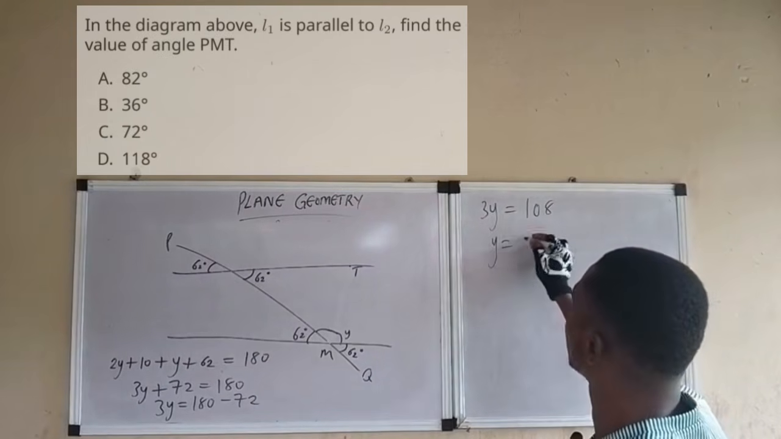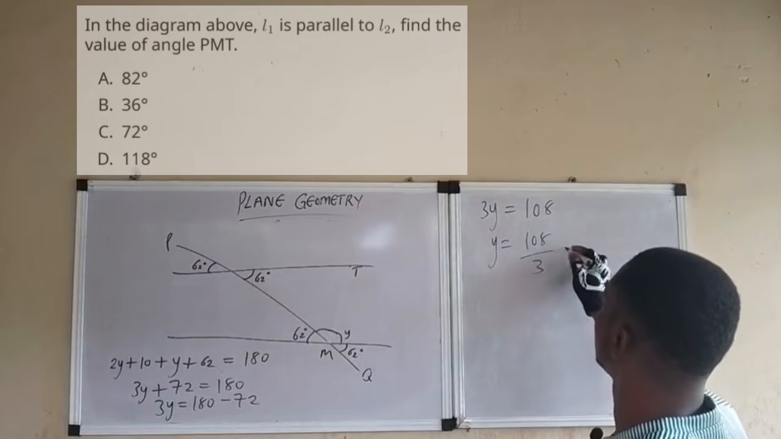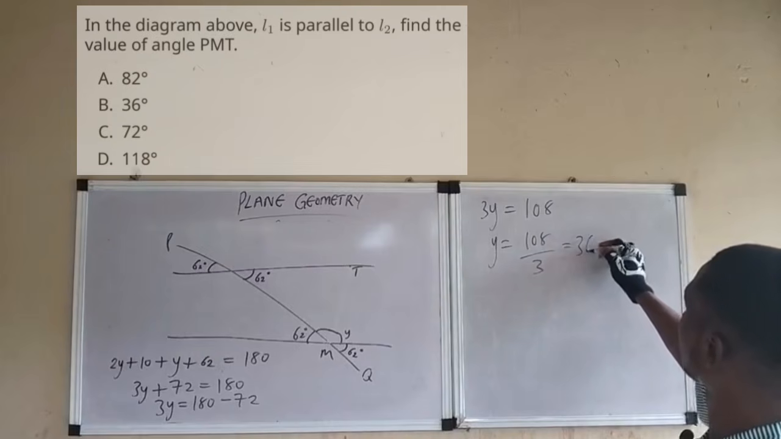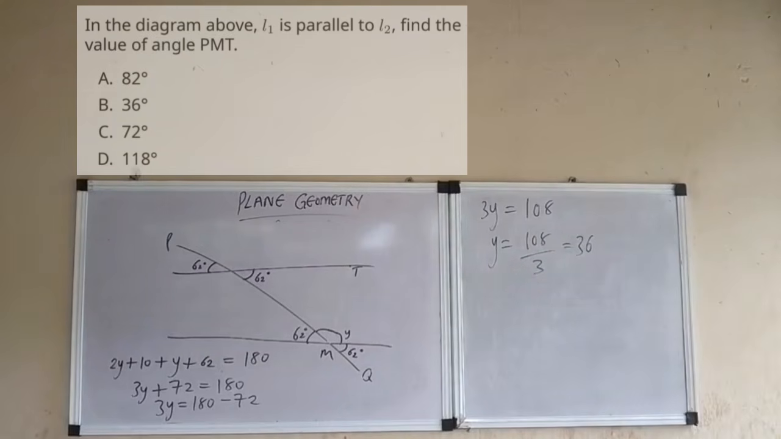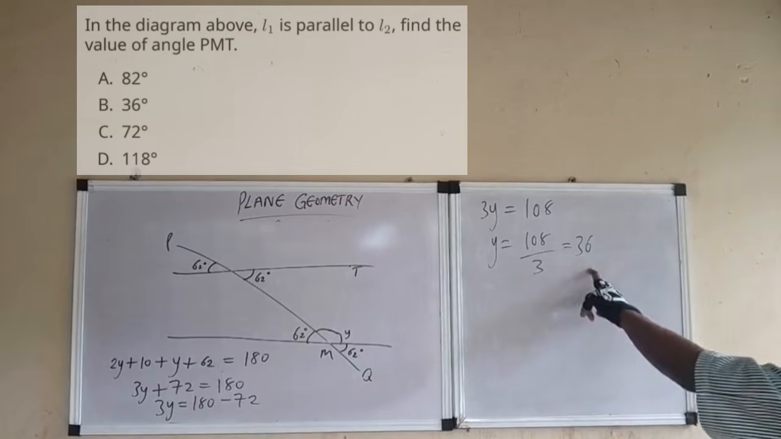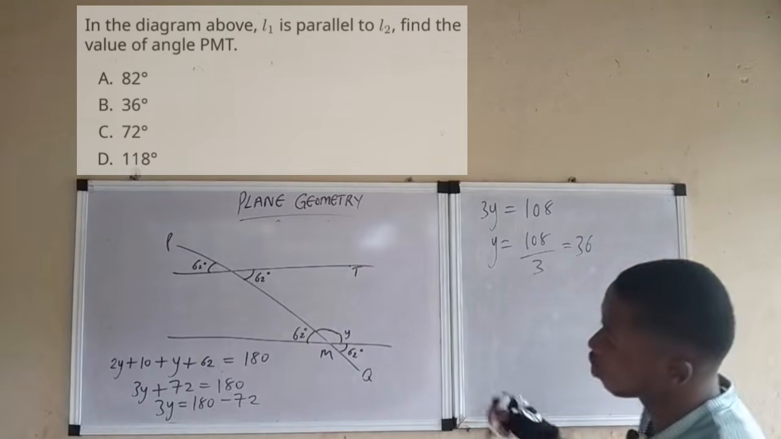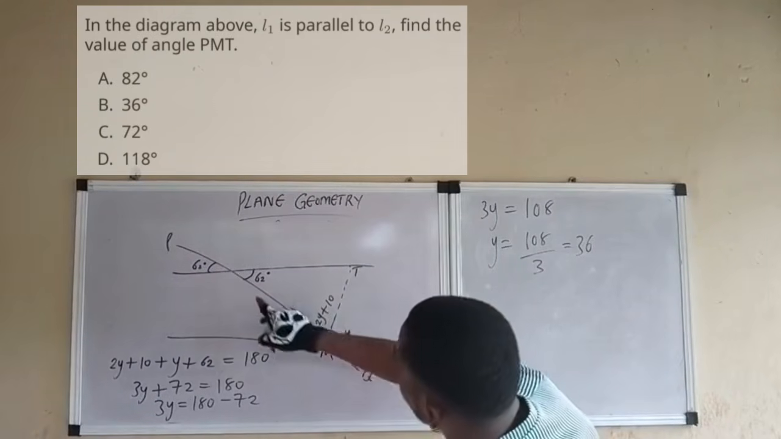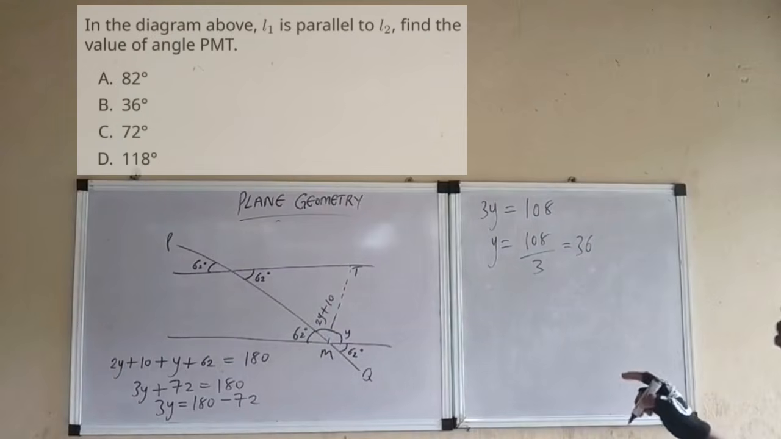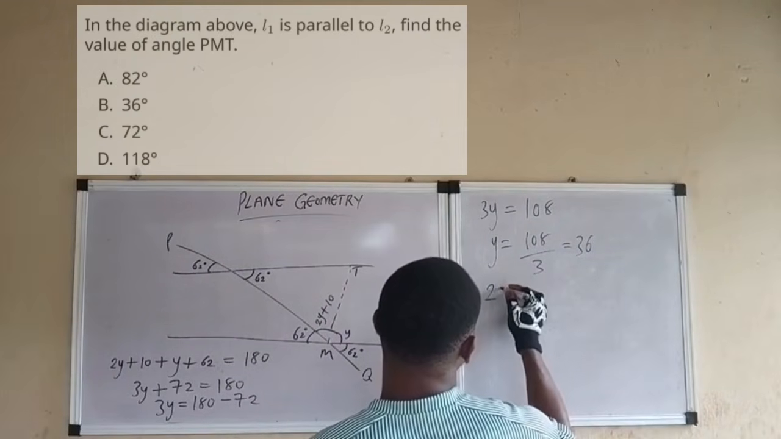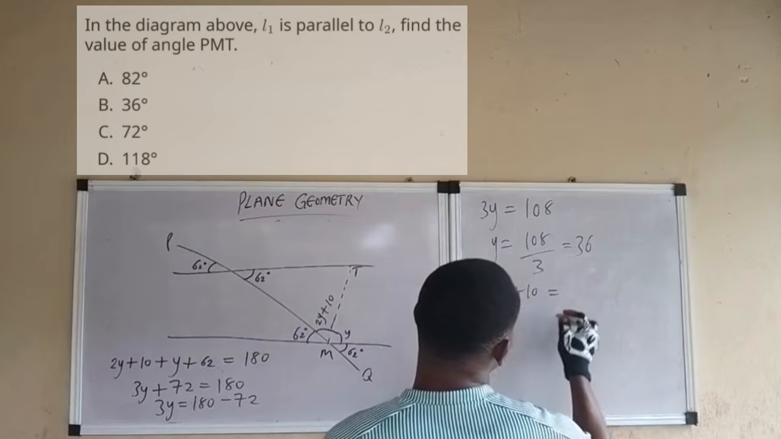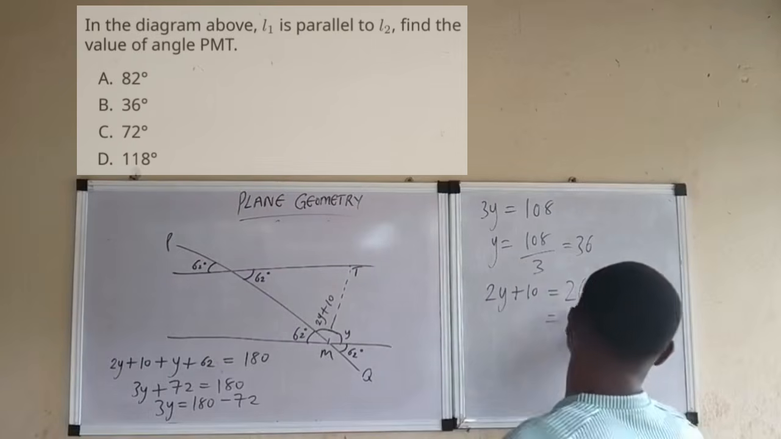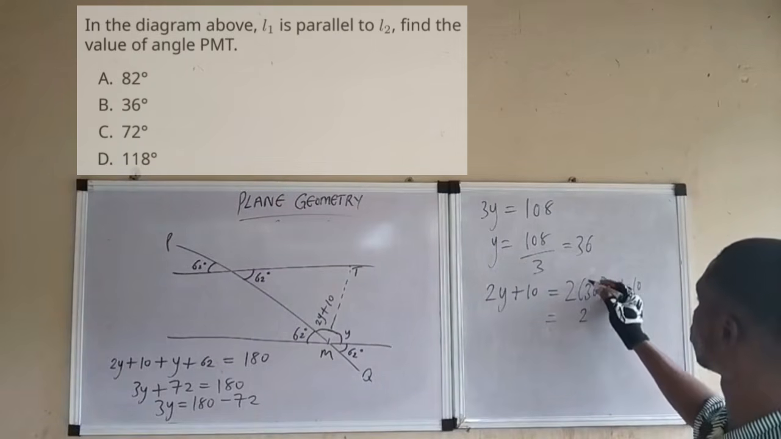Now, what is y? y is equal to 108 divided by 3, and this is 36. Do you understand? So y is 36. But remember that it is not y that we're looking for. What we're looking for is 2y plus 10, this portion. That is the portion of PMT. So since we know that y is 36, we have 2y plus 10 equals 2 times 36 plus 10. So what is 2 times 36? This is plus 1.